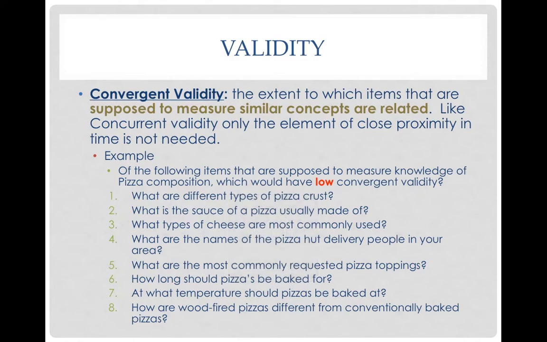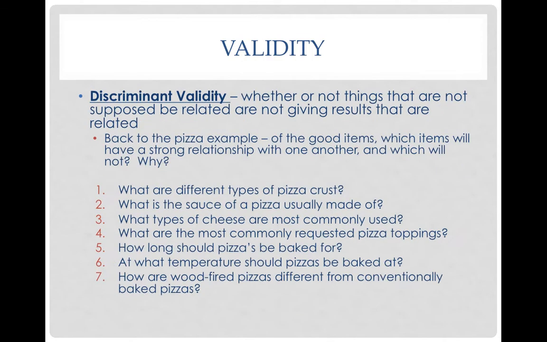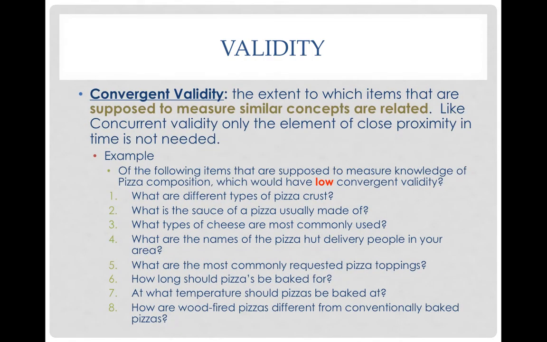If I asked, which of these would have a low level of convergent validity, I'm asking which of these questions doesn't really agree with the others. And if I look at this, question number 4 is the one that doesn't really fit, right? What are the names of the pizza delivery people in your area? Well, you may not have a Pizza Hut. Doesn't mean you don't know anything about pizza. Or you may never order delivery. Or you may, like most people, never ask the name of your Pizza Hut delivery person.